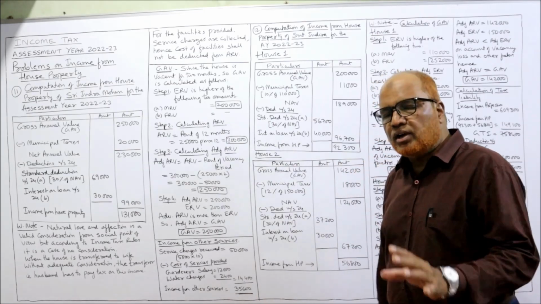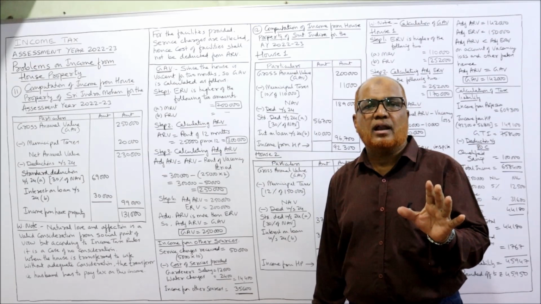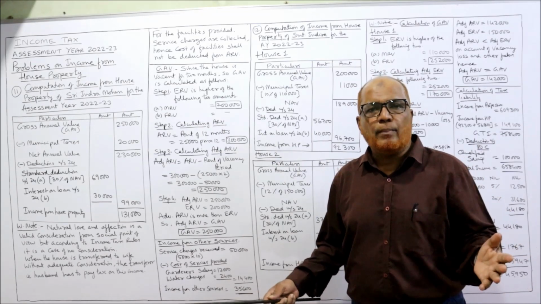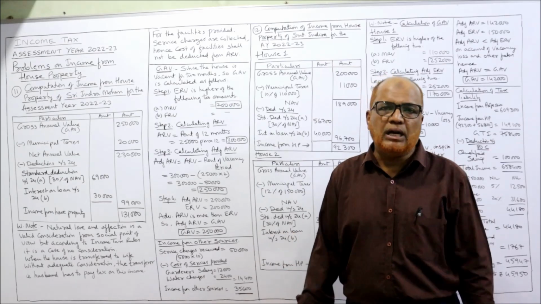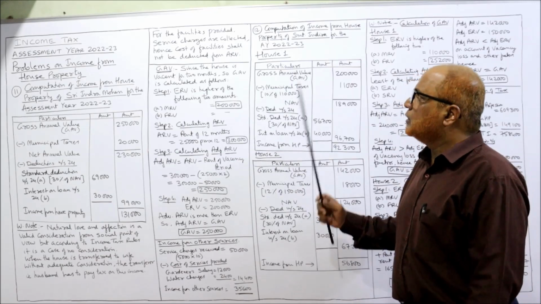That's it. So what you observe is that in every problem, one or two new points will arise. In the remaining points, every procedure is the same. So comparatively, it's very easy to learn how to compute the income from house property. Now, 12th problem.